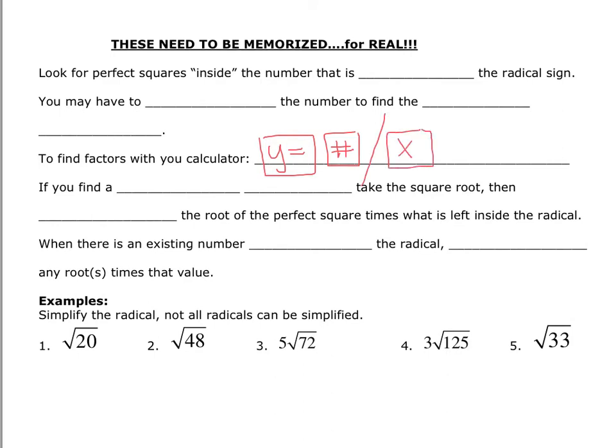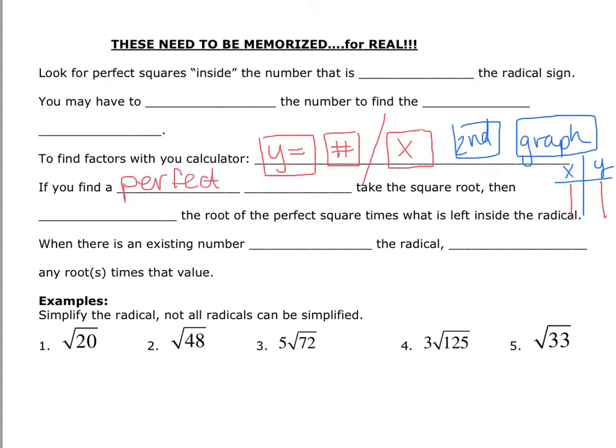Then you're going to go second graph, to your table. So hit second, then hit graph. What's going to happen is that's going to pull up your table. Remember, in your table is x and y, and it'll have listed there the factors of that number. We're going to look in these factors for perfect squares. If we find a perfect square, we're going to take that square root because that's going to give us the whole number.